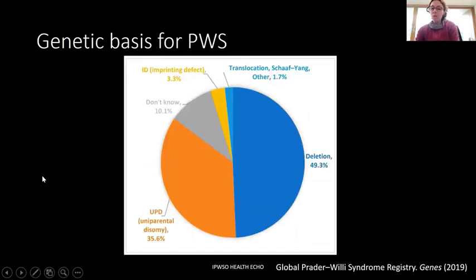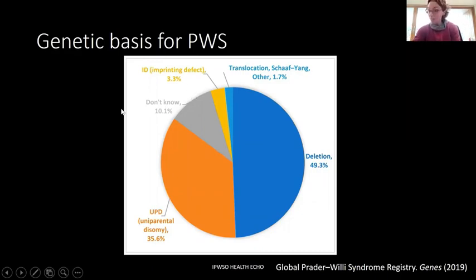How common are each of the different genetic causes of PWS? Well, based upon the global PWS registry, which published in 2019, around half of PWS is caused by the deletion, around a third by UPD, about 3% by an imprinting defect, and then there are rarer causes like Schaaf-Yang, which is a single gene deletion, I think, and translocations. And in the registry, 10% of cases didn't know what genetic type of PWS the patient had.